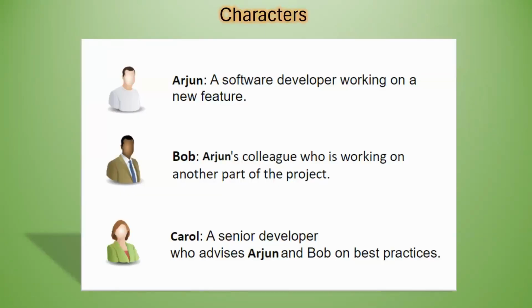Let's see this Git stash in a very practical way. Imagine there are three characters. Arjun, a software developer working on the new feature. Bob, Arjun's colleague who is working on another part of the project. Carol, a senior developer who advises Arjun and Bob on best practices.